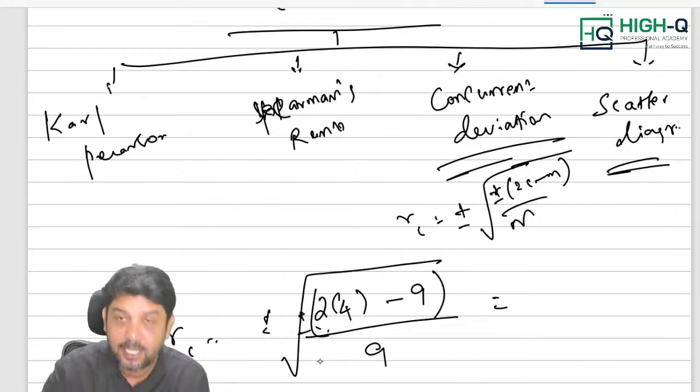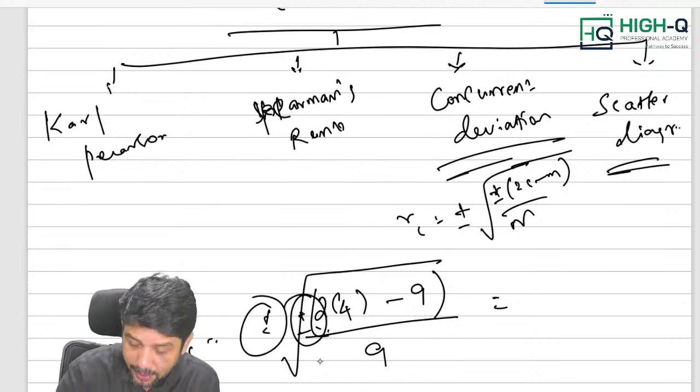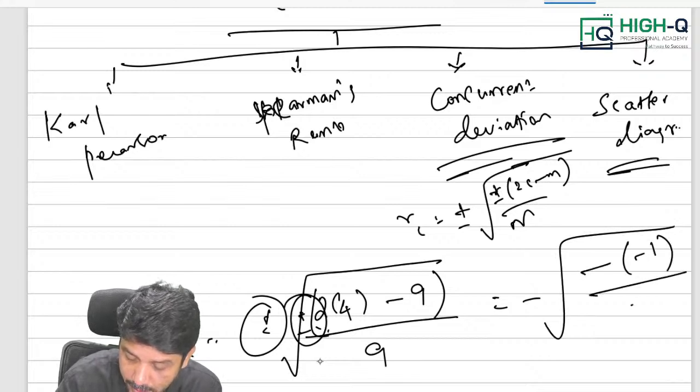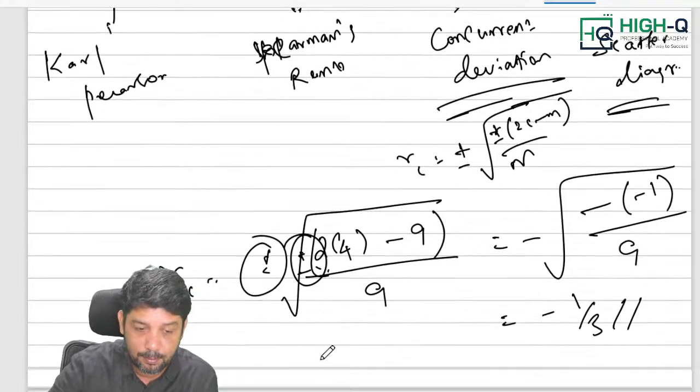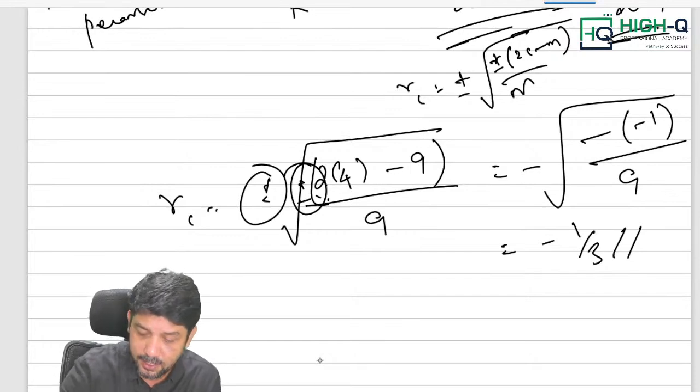Sir, I get minus 1. See, if it is minus 1, the plus or minus sign we are using, everywhere minus will come. Minus of root of minus 1 divided by 9, which is nothing but minus 1 by 3 is our answer. Of course, you remember it. These types of questions are always expected in the examination.